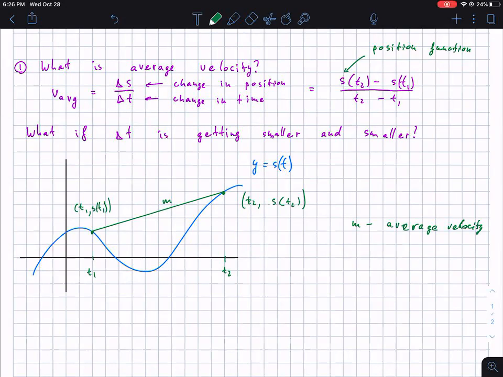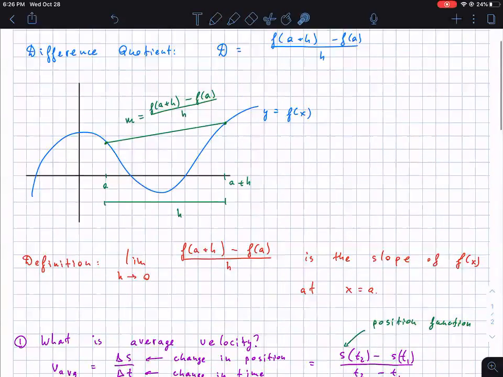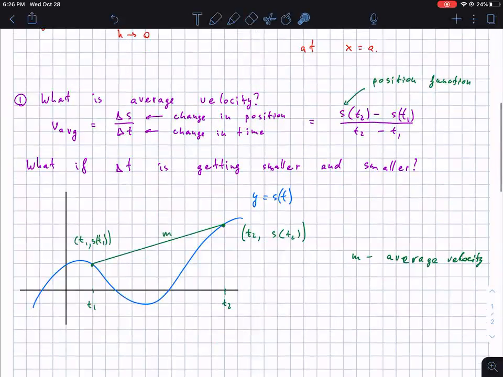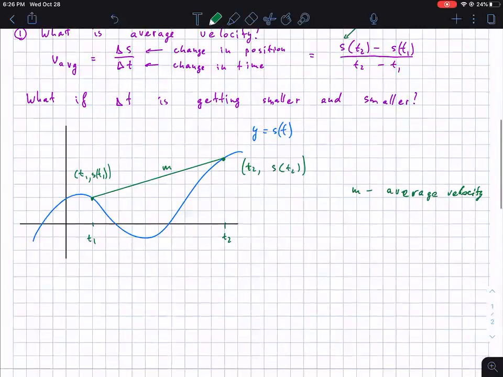Very good. All right, so notice the similarity here. Here we have the slope between 2 points is the average velocity. Here, this is just the slope, right? Now notice that if I let this point travel in this direction, eventually my slope is going to get closer and closer to the tangent line. So as delta t approaches 0, m approaches the instantaneous velocity.